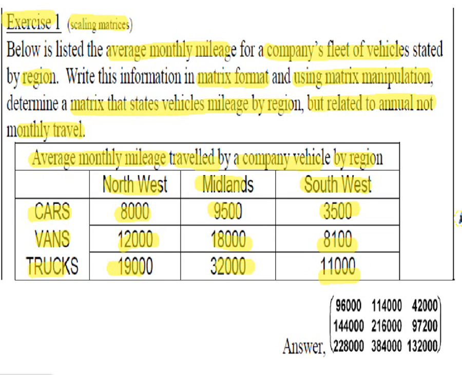We're now asked to write this average monthly mileage information in matrix form and convert it to annual mileage. I suggest you stop the presentation and undertake this exercise. The answer is given here. A full worked solution is shown on the following slide.